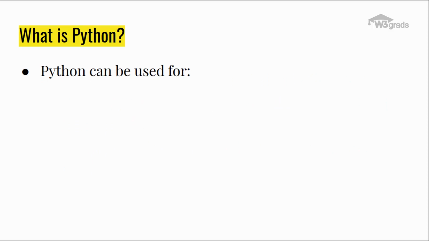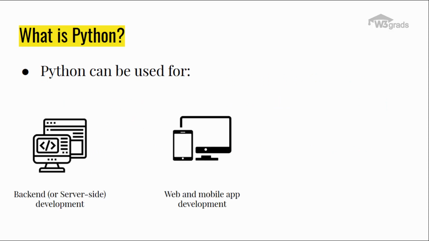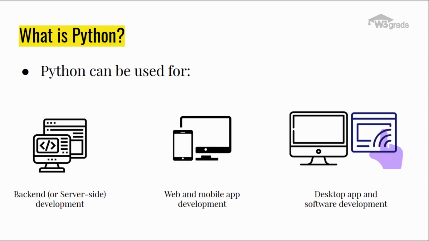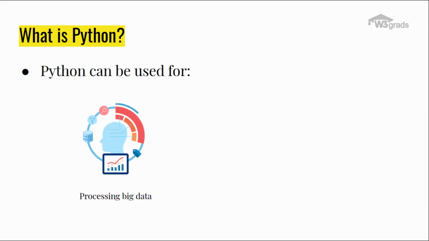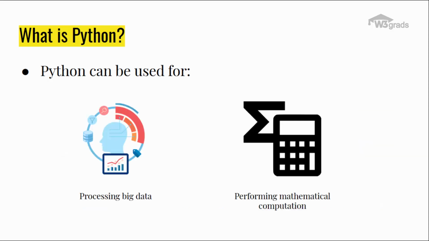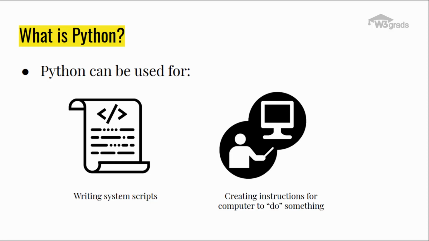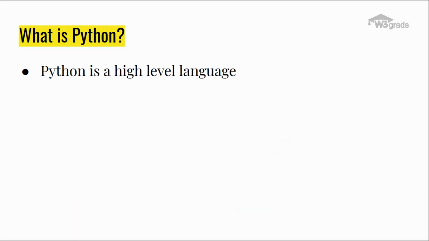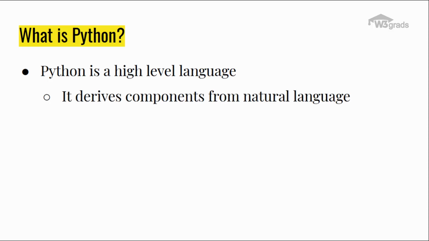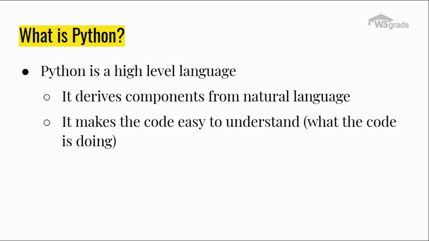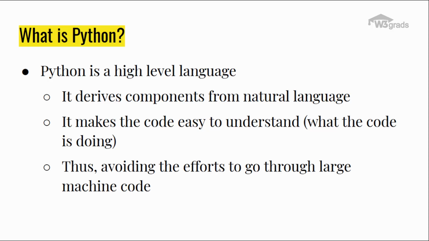Python can be used for things like back-end or server-side, web and mobile app development, desktop app and software development, processing big data, performing mathematical computations, and writing system scripts, that is, creating instructions that tell a computer system to do something. It is a high-level language, which means that it derives components from the natural language, which we humans use to communicate with each other. This makes it easier for anyone to try and relate what exactly could be happening without the burden of going through tons of machine code.